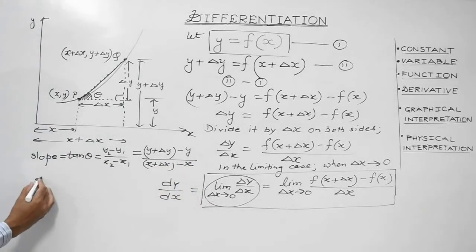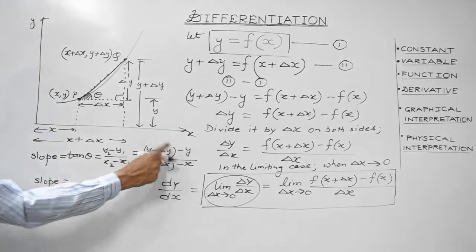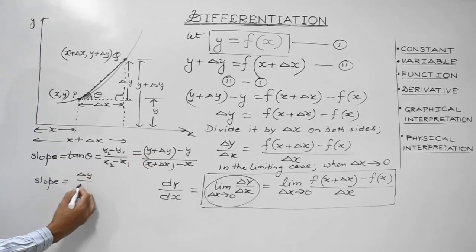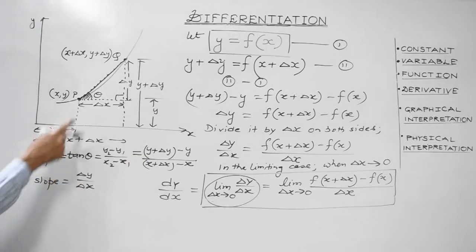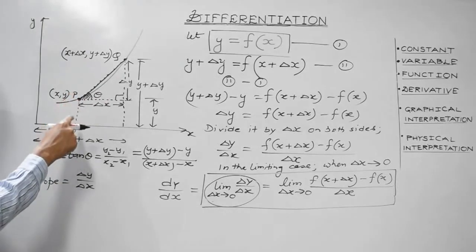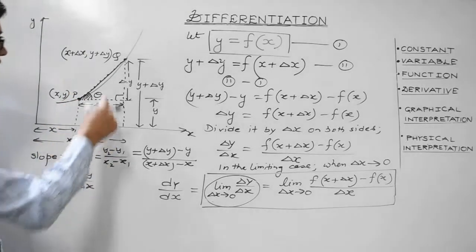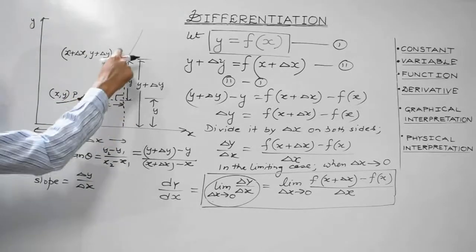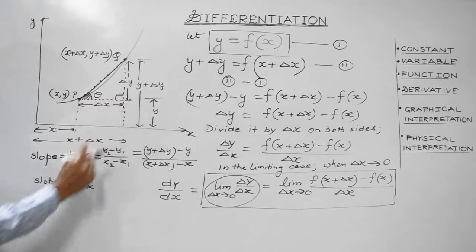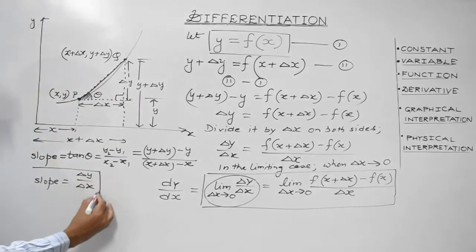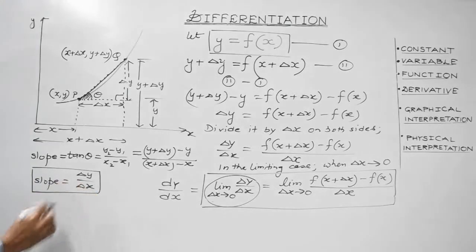So what do you get? It is equal to del y by del x. This proves the fact that slope actually is given by tan theta, which is perpendicular by base. Perpendicular is del y, base is del x, right? Now let's try to interpret it.